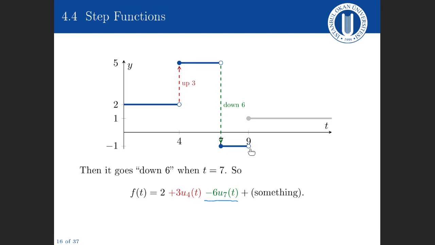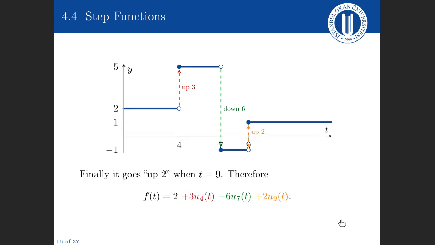What happens at 9? At 9 we go from minus 1 to 1. At 9 we go up 2. We're going to be adding plus 2 u9. And then the function stays like this all of the way to infinity. So then we've finished the function.